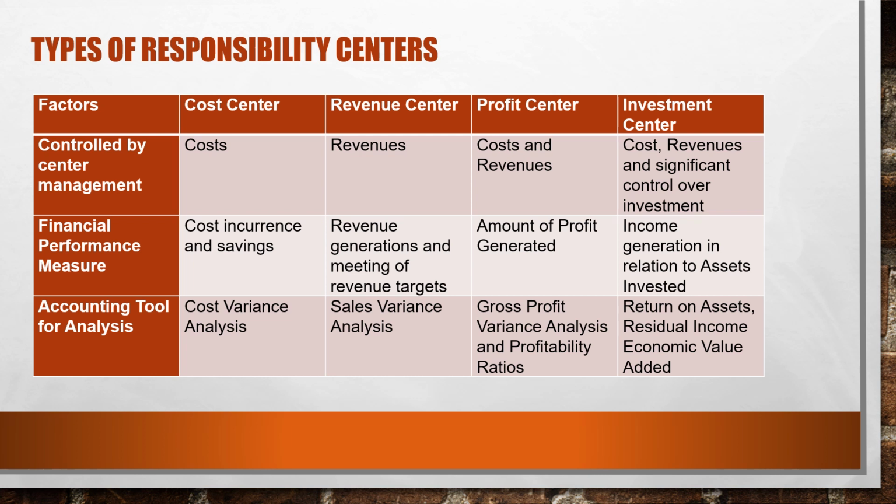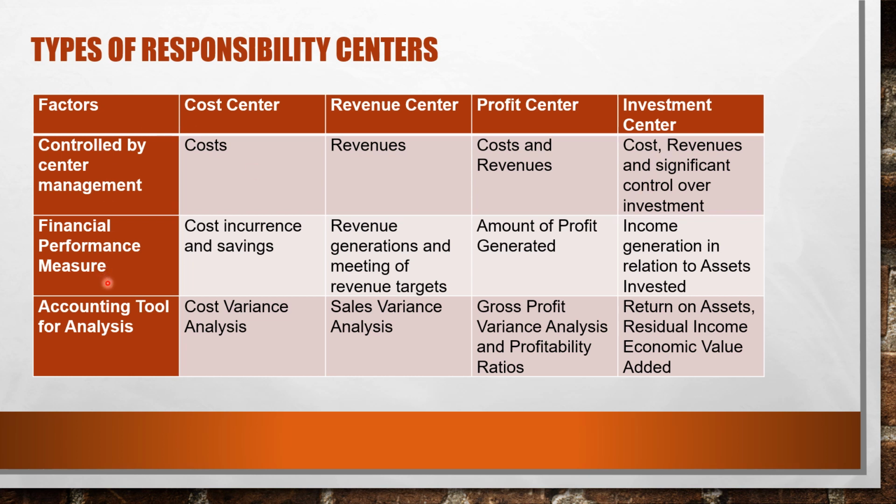So if we are going to condense the four types of responsibility centers, let's look at them by the factors. For the first factor, controlled by center management, what is the thing that is being controlled by the management? For the cost center, it is the costs; the revenues in the revenue center; costs and revenues or both in profit center; and costs, revenues, and significant control over investment in investment centers.